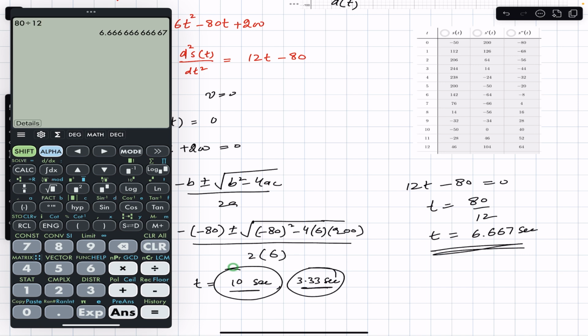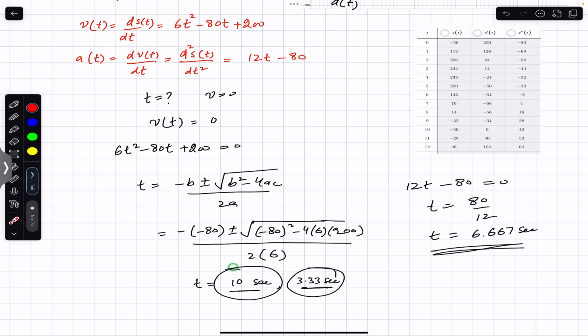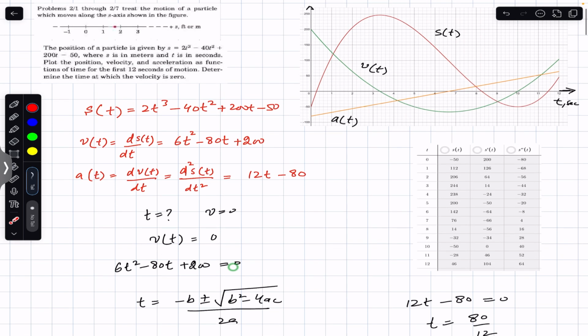So at this particular point, the acceleration is equal to 0, and before and after this t value, the slope of that tangent line to the velocity graph will switch direction. That will be negative and then become positive. So this is the solution of this particular problem.